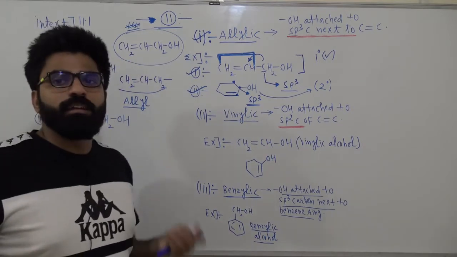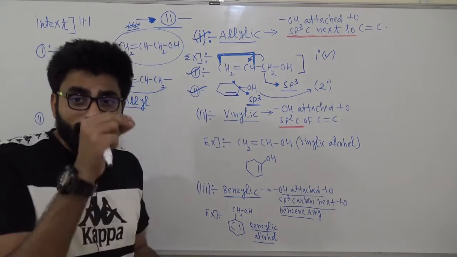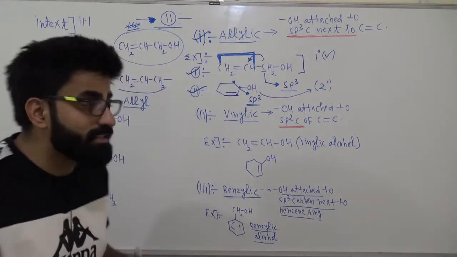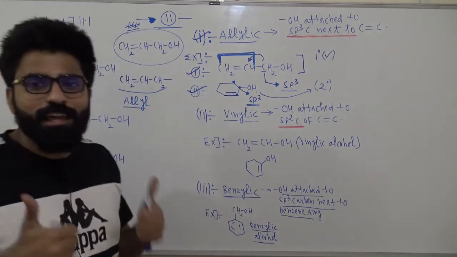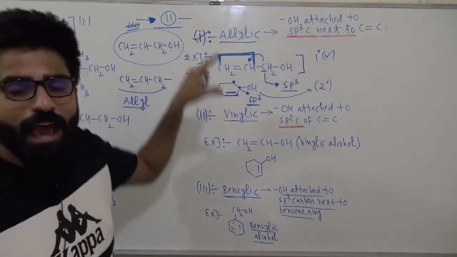And if they are asking what kind of alcohol it is, then you always check the carbon to which OH is attached. If that carbon is sp3 hybridized and next to a C double bond C, then that alcohol is allyl alcohol. So the first topic, allyl alcohol, is clear to us.